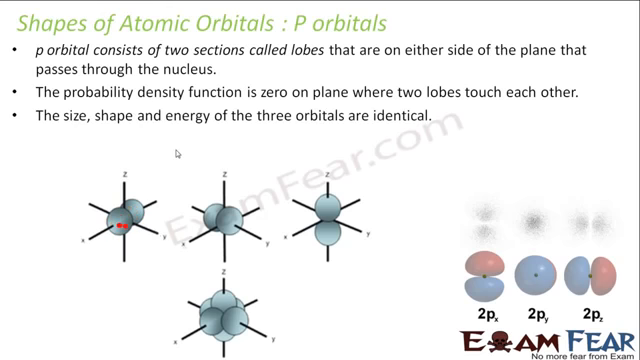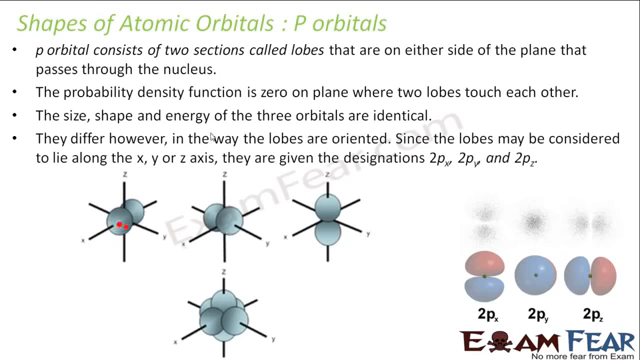And the size, shape and energy of the 3 orbitals are the same, but the orientation is different, right? The size and shape are the same. Energy is also the same, but the orientation is different. And px, py, pz are 3 different ways of noting this.